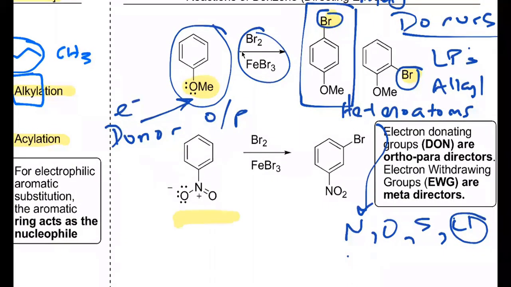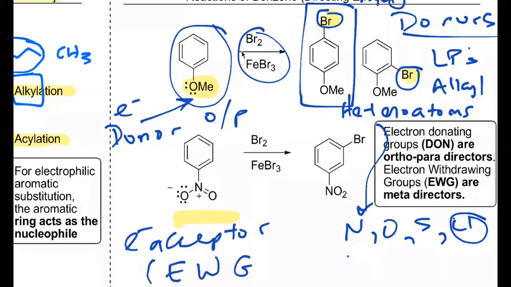Right here. You're doing the same reaction, so you're adding bromine to the ring, but the difference is now you have an electron acceptor, or what we call an electron withdrawing group, right? And that's over here too. All right, so you have an acceptor on the ring, and all acceptors are meta directors, right? So if you look at the product, you can see that the bromine is in the meta position this time, right? Because of the group that's on there.